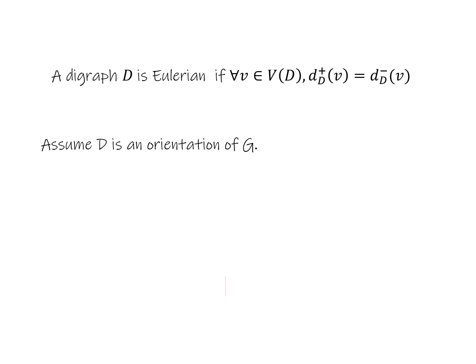A digraph D is Eulerian if each vertex has in-degree equal to out-degree. We do not require the digraph to be connected. Right? For example, if the digraph has no arcs, then it is Eulerian because for each vertex the in-degree equals out-degree equals 0. Okay. Assume D is an orientation of a graph G.